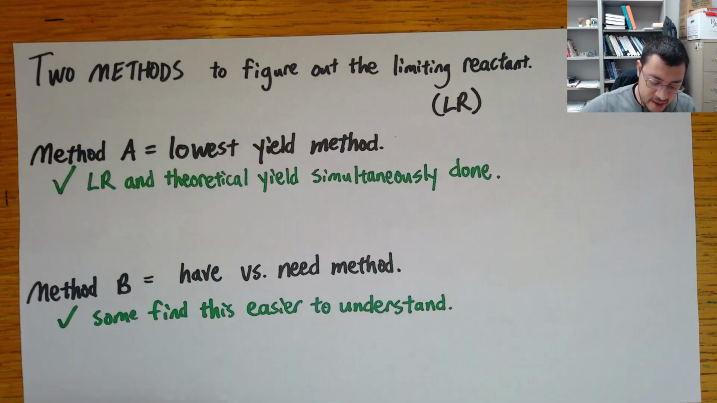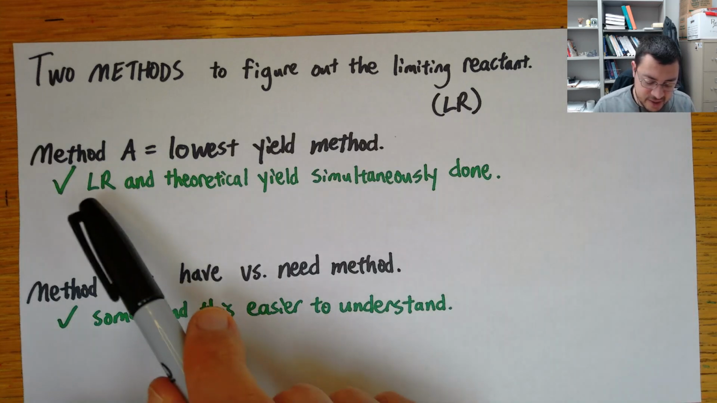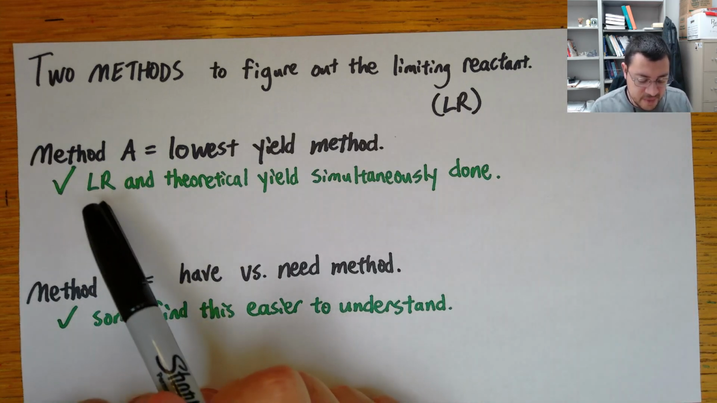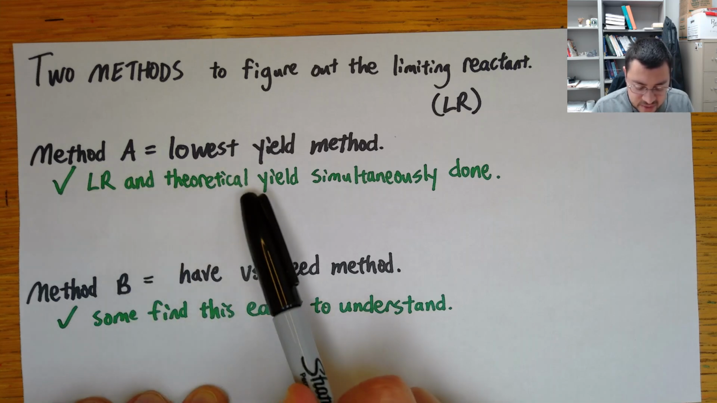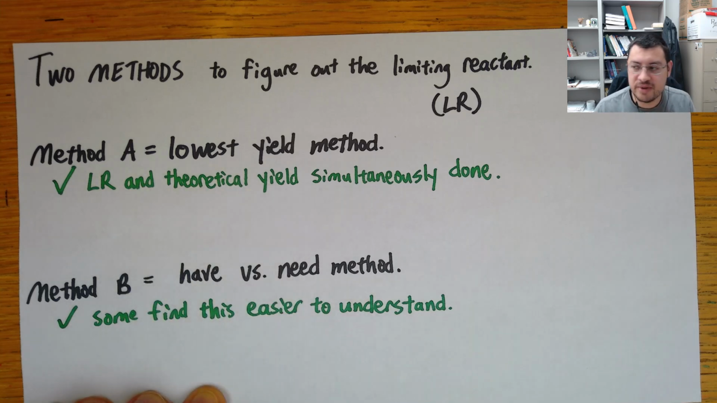Okay. So what we'll do in method A is, this is kind of cool. We're going to figure out what the limiting reactant is, and the theoretical yield for one of the products we chose.